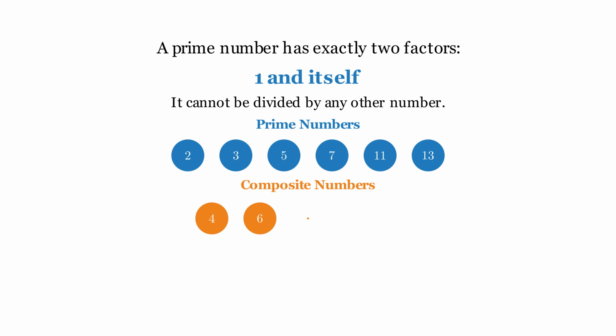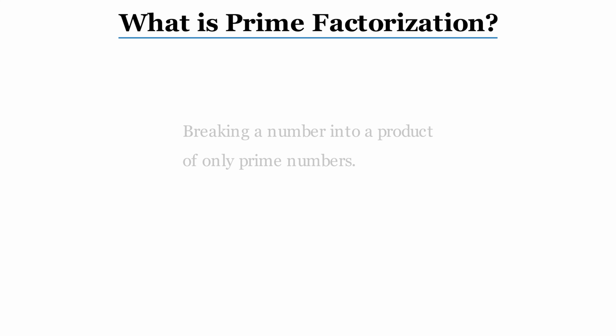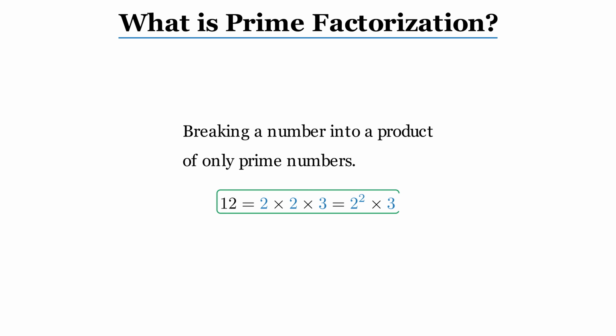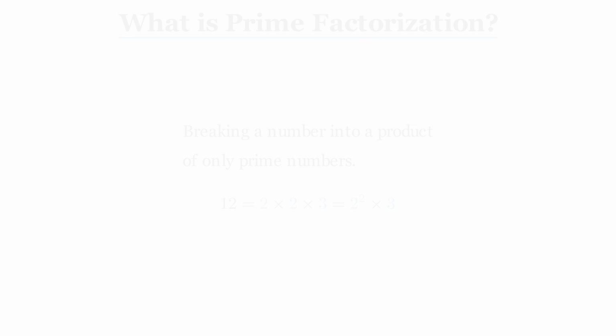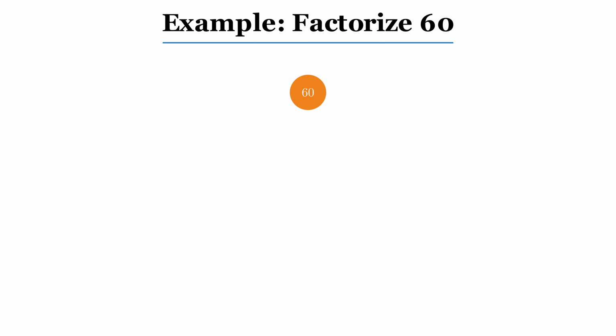On the other hand, numbers like 4, 6, 8, 9, and 10 are called composite numbers because they can be divided by more numbers. Now, prime factorization means breaking a number into a multiplication of only prime numbers. In other words, we express a number as a product of prime numbers that multiply together to give the original number. Let's understand this with an example.